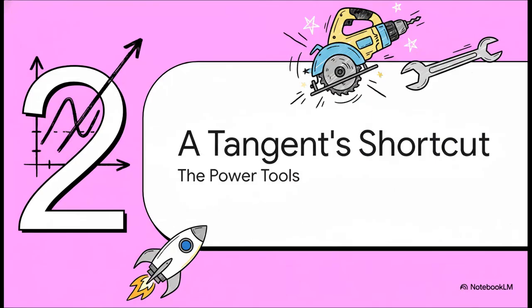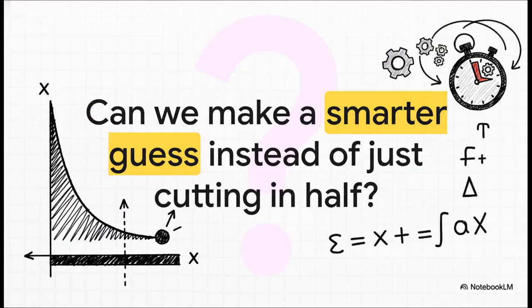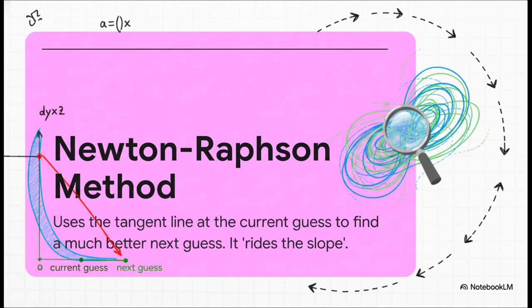Right, but what if we want to get there faster? I mean, who wants to use a handsaw when you could have a power tool, right? Well, it's time to bring out the big guns. It's time for an upgrade. And this is the question that changes everything. Instead of just blindly chopping our search area in half, what if we can make a smarter guess? What if we could actually use the shape of the curve to our advantage to figure out where that root might be? Well, the answer is a huge yes, and it's called the Newton-Raphson method.